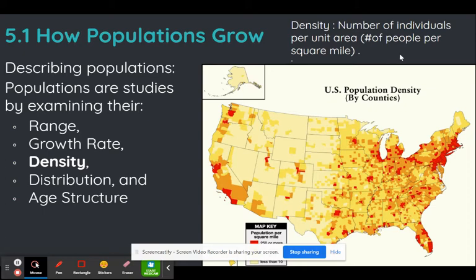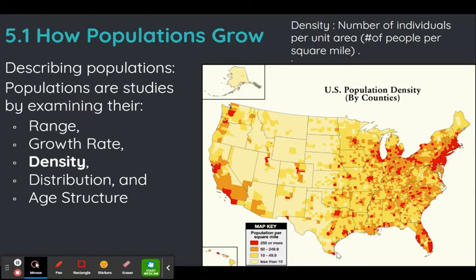Density is the number of individuals per unit area. And this is showing the population density of people in the United States by county. So when we see the red parts, that's where there's more than 250 people per square mile. So those are densely populated areas.